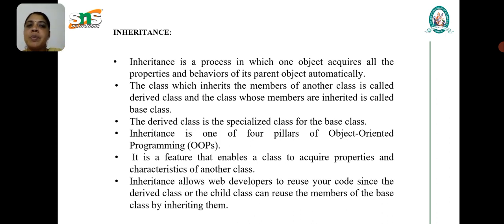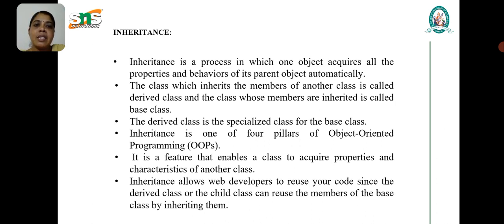Inheritance, we all know, is a process in which one object acquires all the properties and behavior of its parent object. It means class A can extract the property and give it to class B. That is, a base class can act as a derived class for some purpose. Classes can inherit information from one class to another, which is called inheritance.